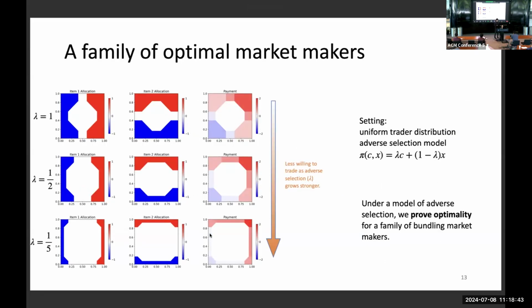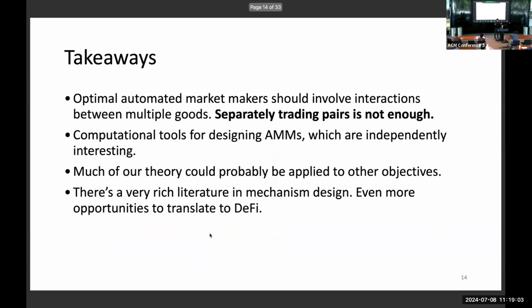And in addition to just the conjectures, we were able to prove the optimality for one case where the trader distribution is a uniform distribution. Under this linear adverse selection model, we used differentiable economics to generate those conjectures, and we used strong duality to show its optimality. The main takeaway is, first, that offering one-dimensional market makers for each different asset separately is not enough to maximize the market maker's utility. And it makes sense to do mixed bundling for market making across multiple assets.